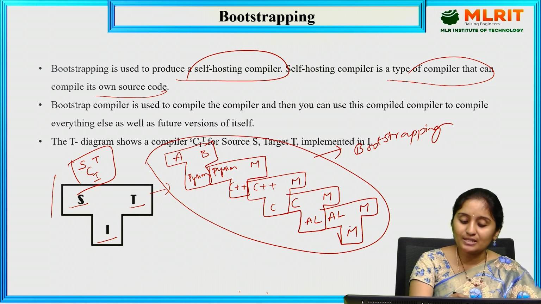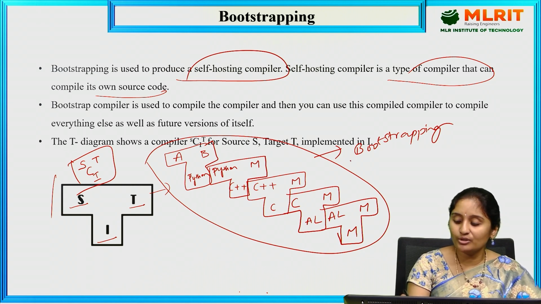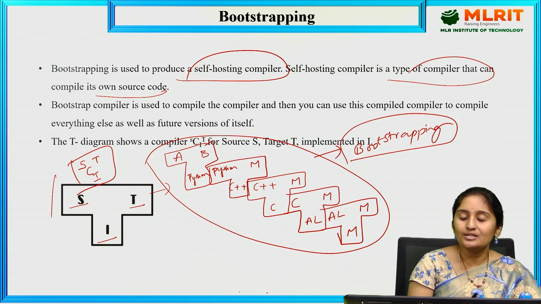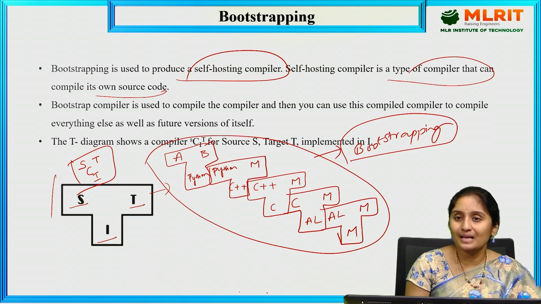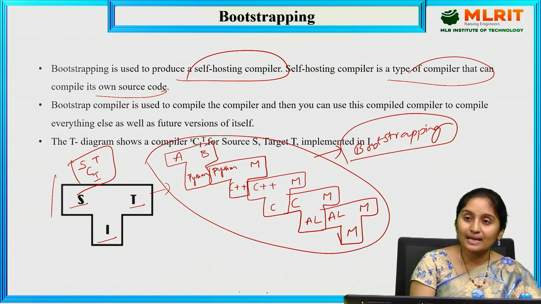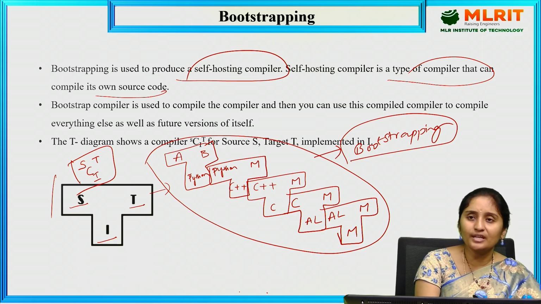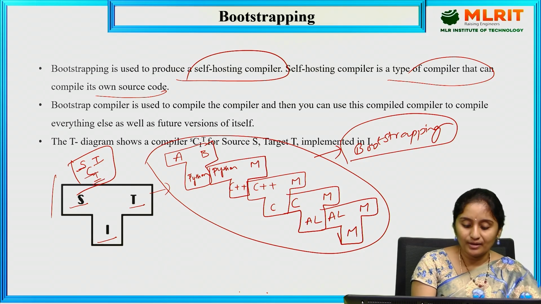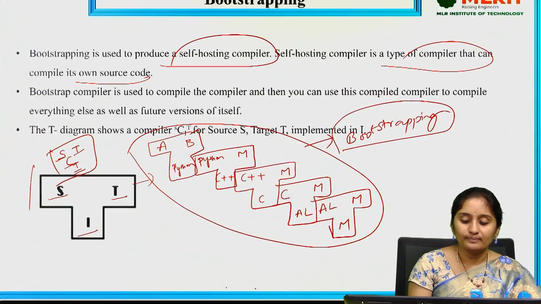This process or procedure, we are going to call it bootstrapping. Bootstrapping is used to design the compiler, and here it is used mainly to produce the self-hosting compiler, which means it compiles its own source code. It looks like a T shape, a T diagram, and the representation of that is source code, target code, and implementation language. C is nothing but the compiler.